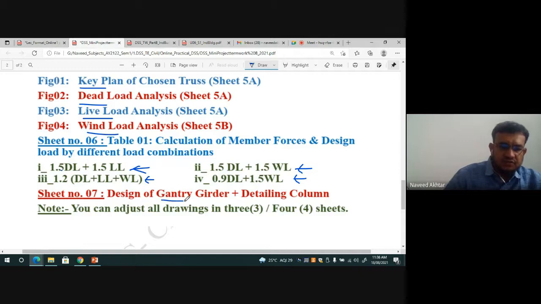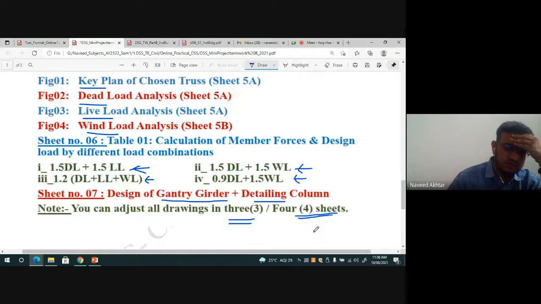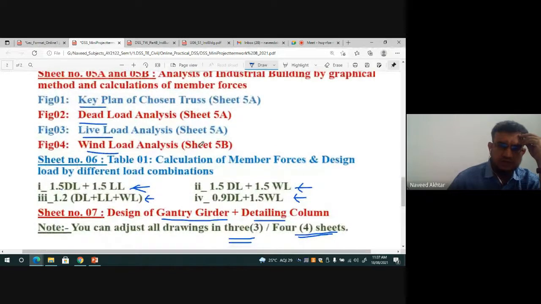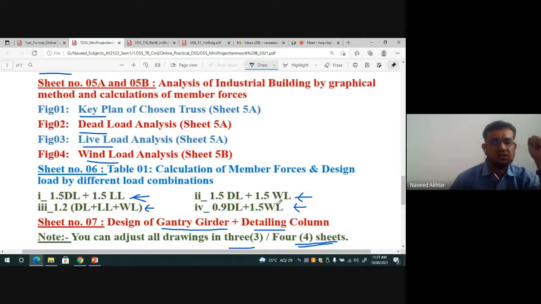Then you also have to do the design of gantry girder for your industrial building and design of your column, also detailing of your column and gantry girder. If there is a problem adjusting on your sheets, in place of 3 you can go for 4 sheets also. There is no issue, but the minimum will be 3 sheets. If you are not accommodating all the figures and detailing on 3 sheets, you may go for 4 sheets. 3 sheets are compulsory, and if you can't accommodate on 3 sheets, you can go for 4. So this is all about the design of industrial building.